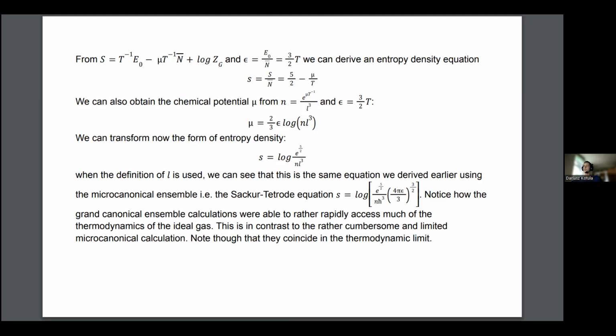Notice how the grand canonical ensemble calculations were able to rather rapidly access much of the thermodynamics of the ideal gas. This is in contrast to the rather cumbersome and limited microcanonical calculation. Note that they coincide in the thermodynamic limit.